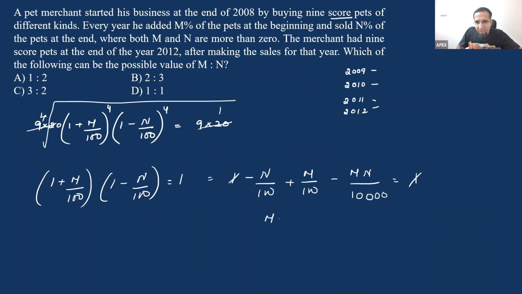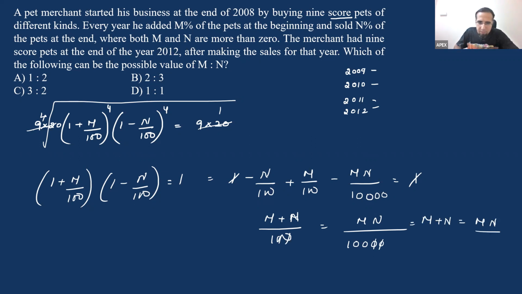So rewriting this, I can get (m plus n) by 100 is equal to mn by 10,000. So 2 zeros and 2 zeros get cancelled. So eventually what do we have? We have m minus n is equal to mn by 100.